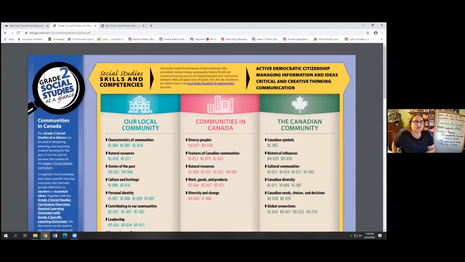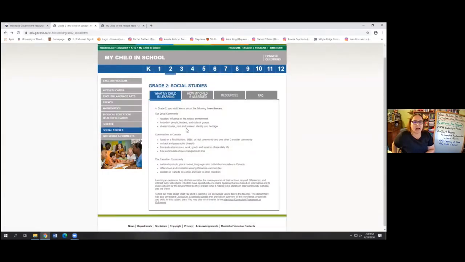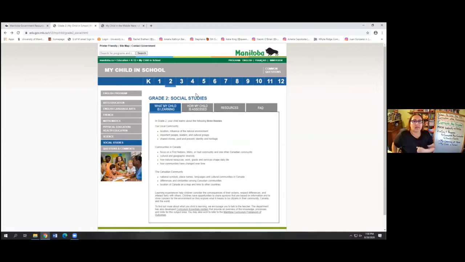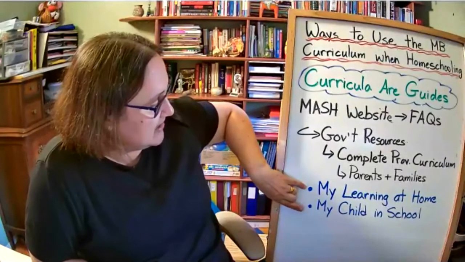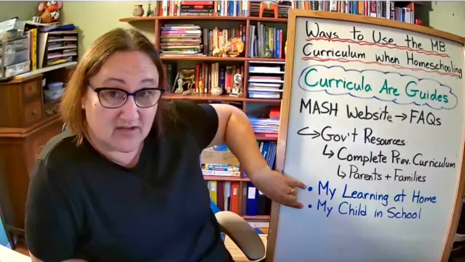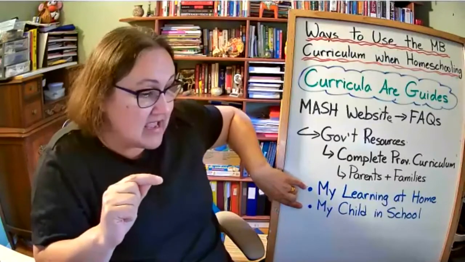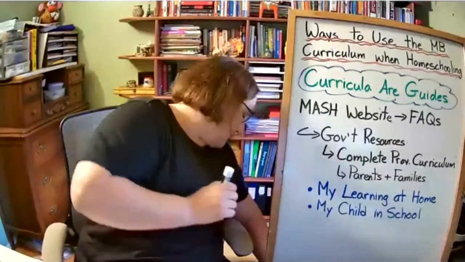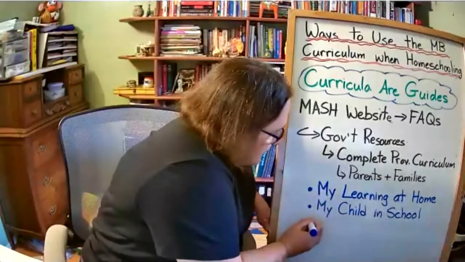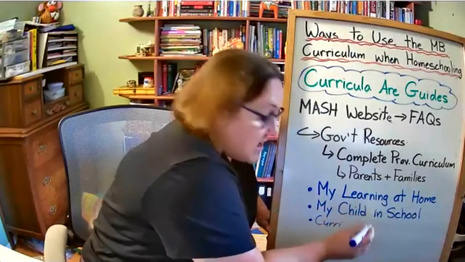So these beautiful posters exist for science, social studies, and math. But I'm going to stop sharing for a moment again. What we looked at was my learning at home. My child in school was getting us to those posters and to specific information at each grade level. Those posters are called curriculum essential posters. Oh, where's my blue? Here it is. I'll just put that here. This word, curriculum essentials, is also on the MASH website.